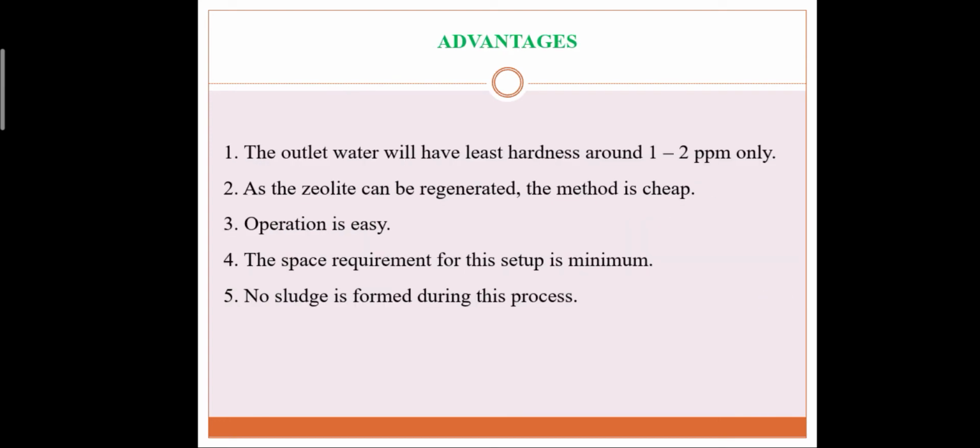The advantages of the zeolite process are listed here. Water obtained from this process will have hardness around 1 to 2 ppm only. The zeolite can be regenerated to use again, so this method is a cheaper one. Its operation is very simple and easy. It requires a minimum space setup also. Sludge will not form during this process.